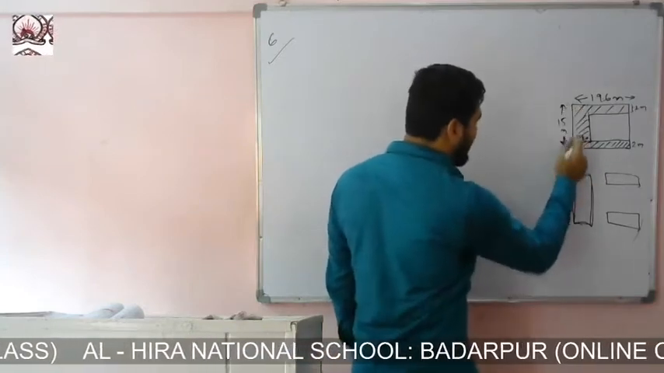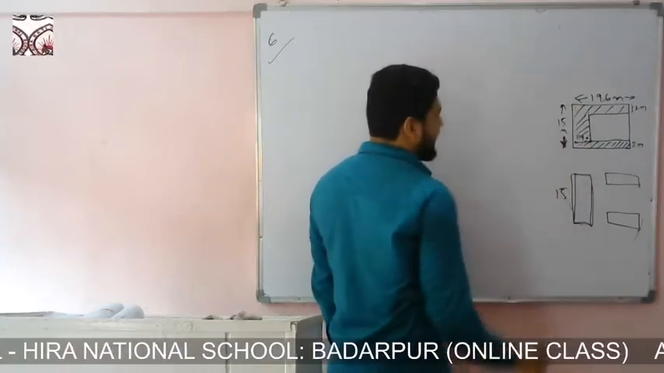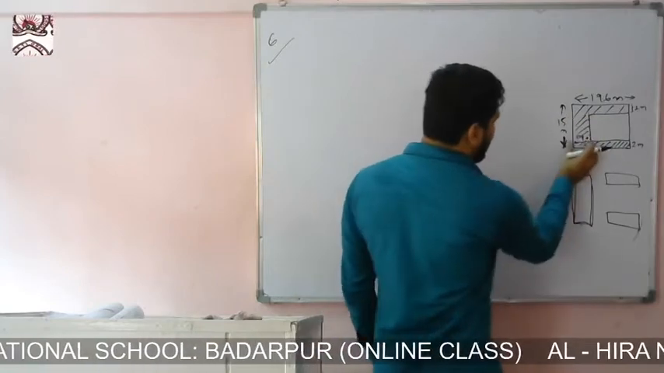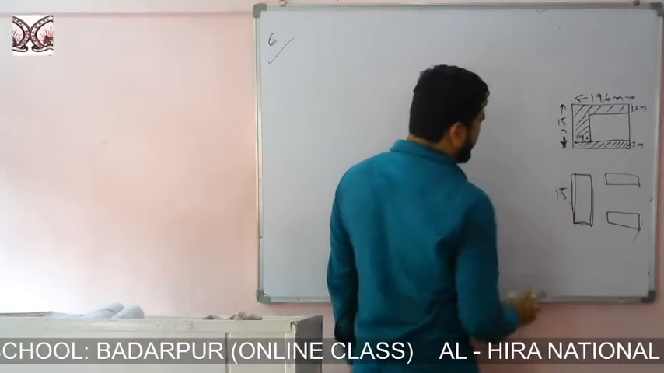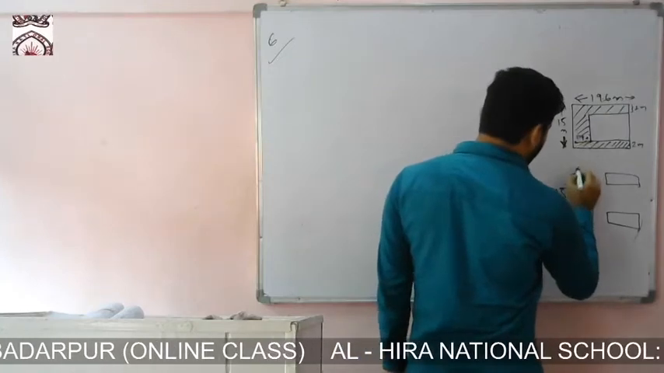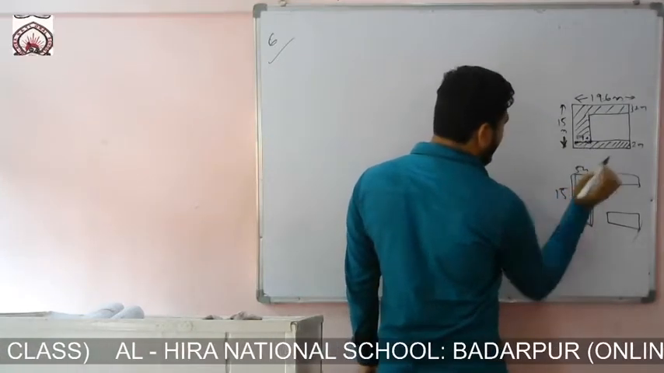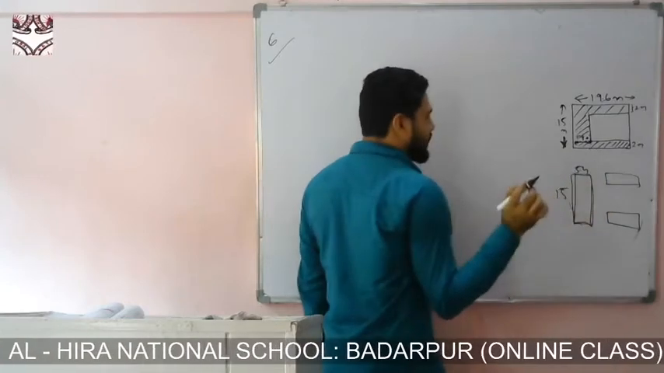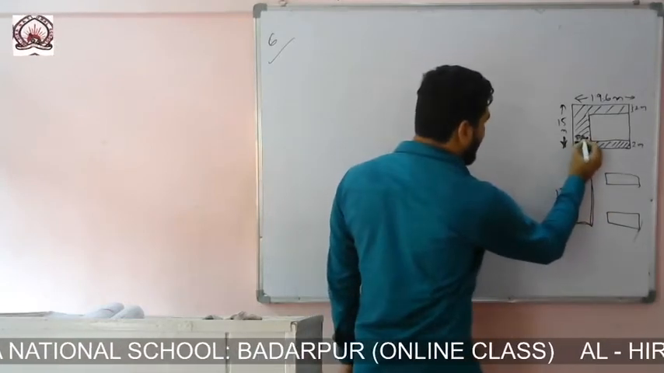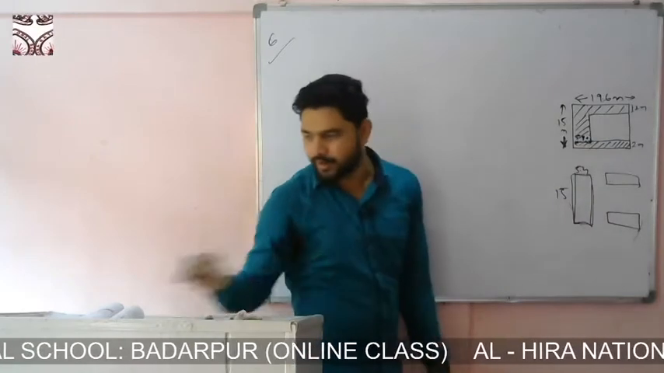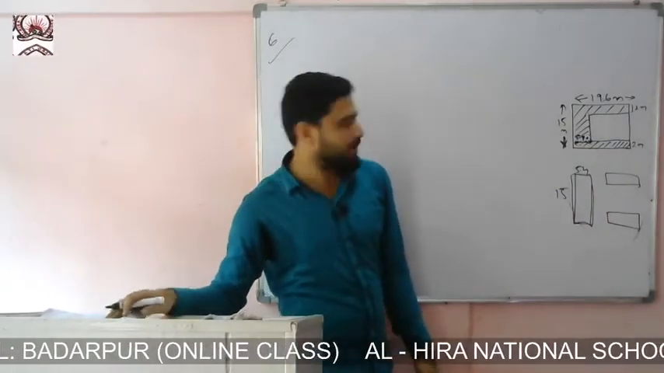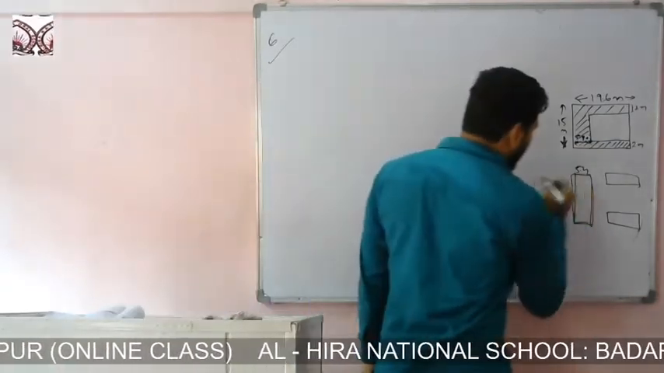Here it is given 15. So length will be 15, and breadth you see 5.4, because this portion, it is given in your book. You see, this portion is given 5.4 meter. So you got this rectangle.